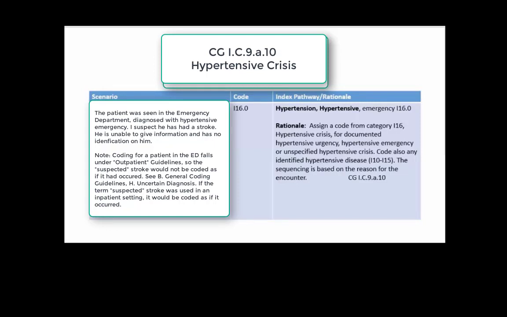So now to the hypertensive emergency. The doctor did use those terms, so the coder could code a hypertensive emergency, I-16.0. Now in this case, notice our guideline says code also any identified hypertensive disease. The doctor did not mention this. He doesn't know if this patient's had hypertensive disease, although it's probable.